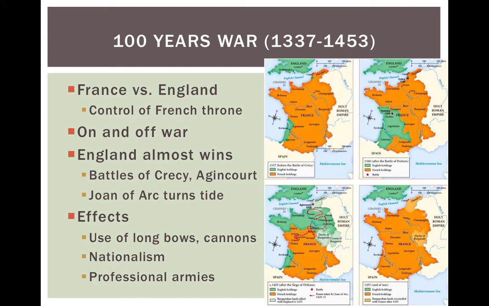Some major effects of this are, one, the English longbow becomes known as a major weapon. However, that will be short lived because firearms are shortly coming about. But the bigger thing is cannons are used successfully for the first time and really force the Europeans to redesign their forts and walls on cities.